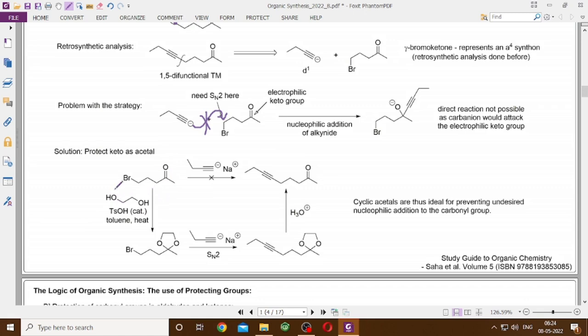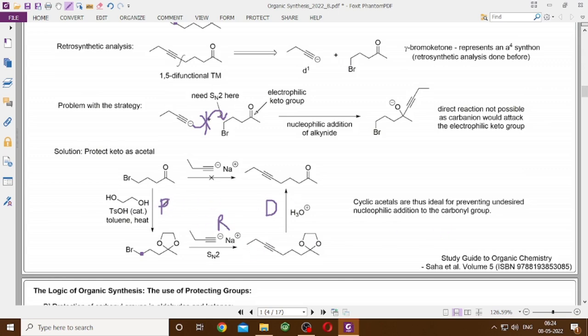Form a cyclic acetal with ethylene glycol using tosic acid as catalyst in toluene medium and by removing the water by azeotropic distillation. Then you do the desired SN2 reaction on this carbon using the alkynide sodium salt, and then you deprotect with H3O+. So this is protection, this is reaction, and this is deprotection.